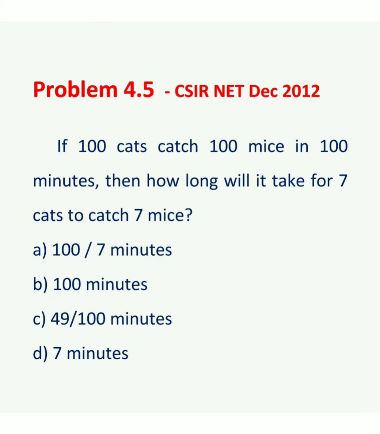Next problem 4.5. If 100 cats catch 100 mice in 100 minutes, then how long will it take for 7 cats to catch 7 mice? Option A, 100 by 7 minutes. Option B, 100 minutes. Option C, 49 by 100 minutes. Option D, 7 minutes. Do you think this is an easy question? Try it and come to the solution.